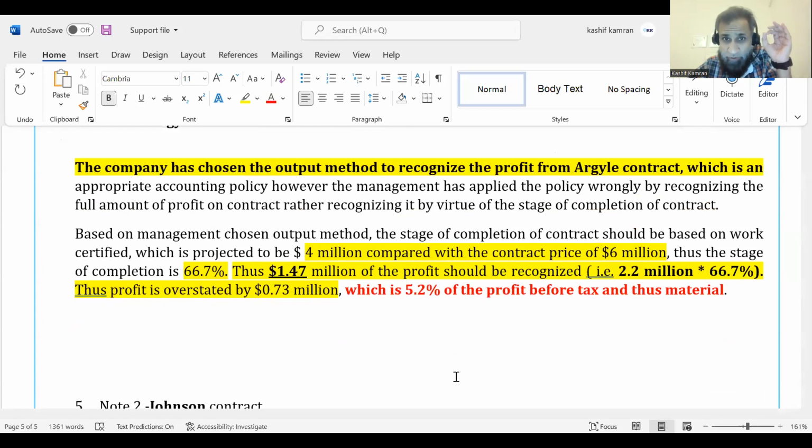So is the overstatement material? Is the overstatement of 0.73 material? Yes. So is it a material misstatement? Yes. Now this is the first time we got marks.